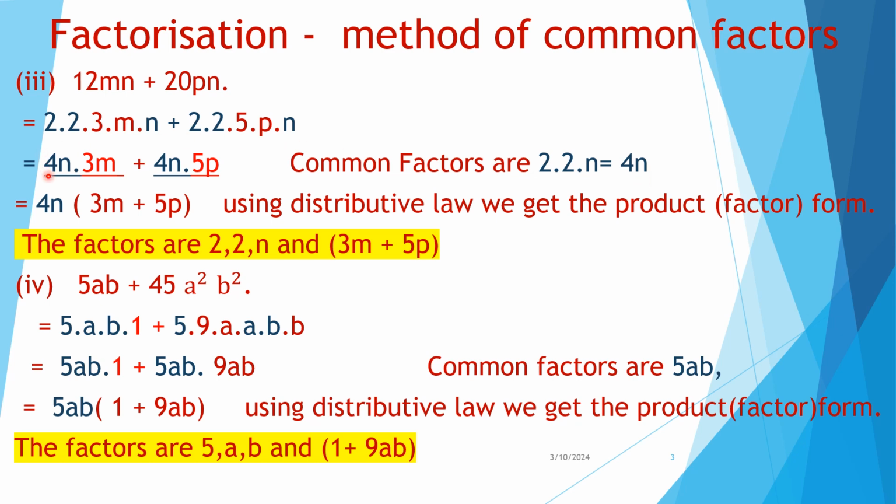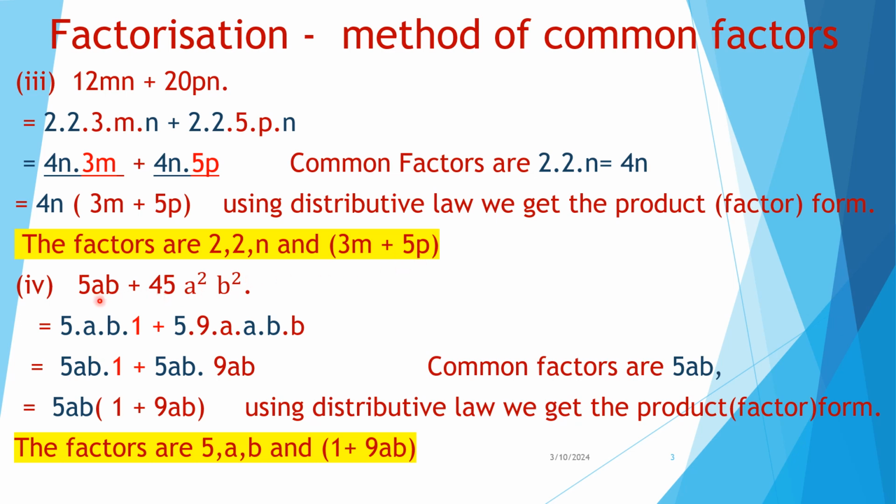So in the next step I write 4n into 3m plus 4n into 5p. I can take out 4n common outside the bracket, and I write 3m plus 5p. I have used the distributive law and I have got the sum in product form. So the factors are 2, 2, n and 3m plus 5p.